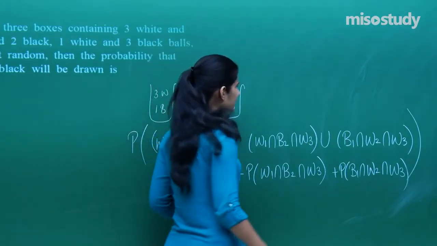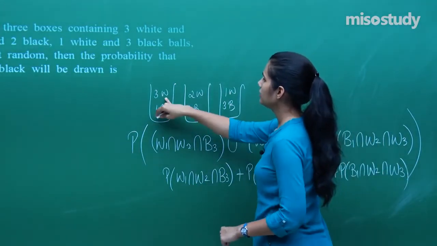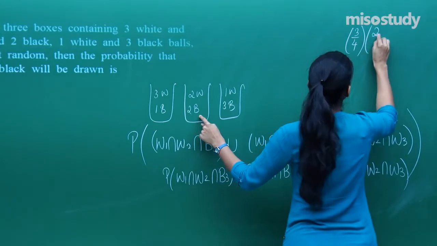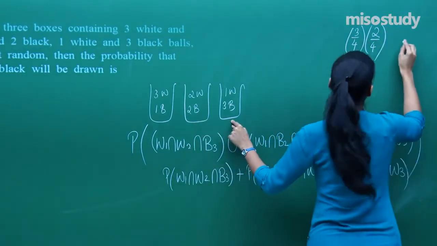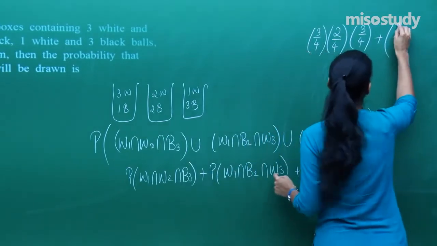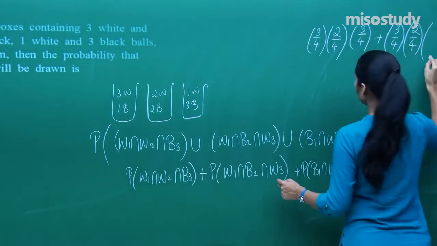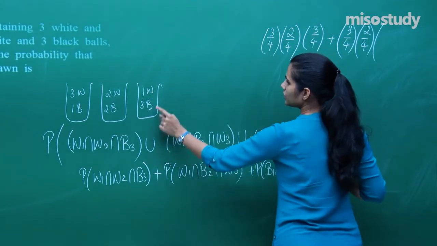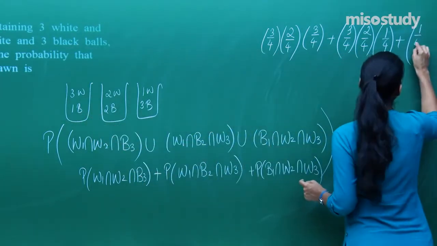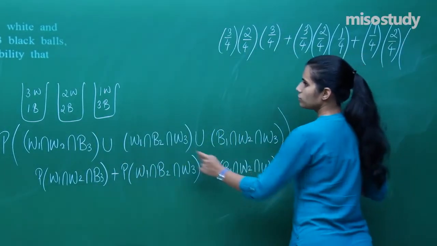Right? Now again they are independent events, so this will be probability of W1 into probability of W2 into probability of B3. What is probability of W1? Probability of W1 is 3 by 4. Probability of W2 is 2 by 4. And probability of B3 is 3 by 4. Plus, then you have probability of W1, again it is 3 by 4, into B2, this is 2 by 4, into, then this is W3, which is 1 by 4. In the end you have B1, which is 1 by 4, then you have W2, which is 2 by 4, and then you have W3, which is 1 by 4.